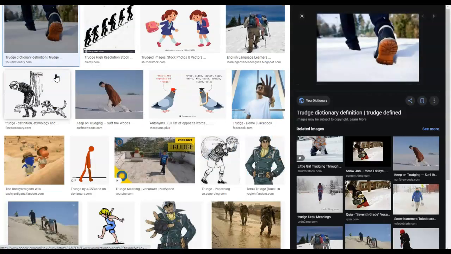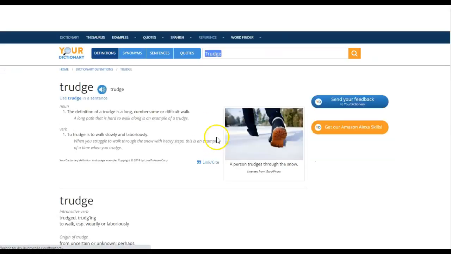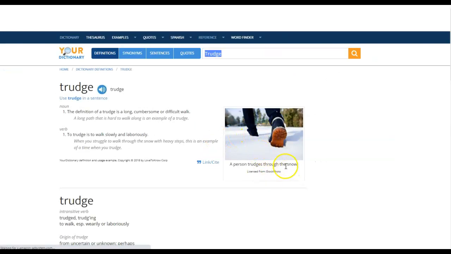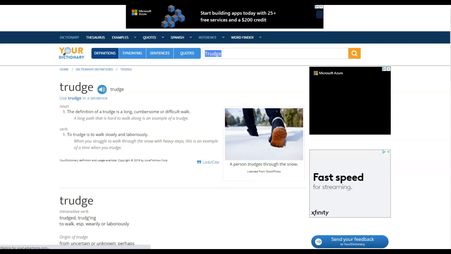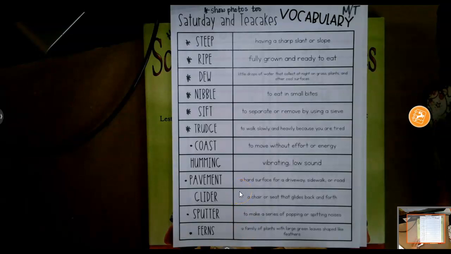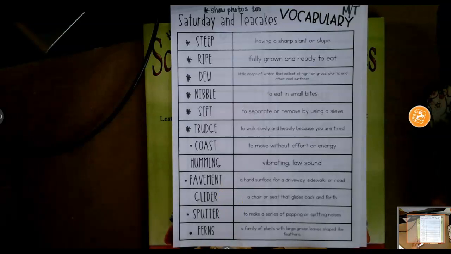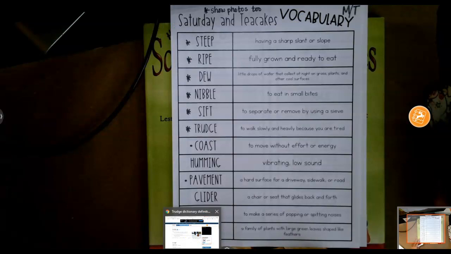The feet are usually probably heavy from either maybe walking through snow like you see here, or they're wearing big heavy boots. It takes a lot of work. So maybe when you're walking through snow, you will trudge because it takes more work to walk through snow, and you'll walk slowly. Okay, next word, coast. To move without effort or energy.